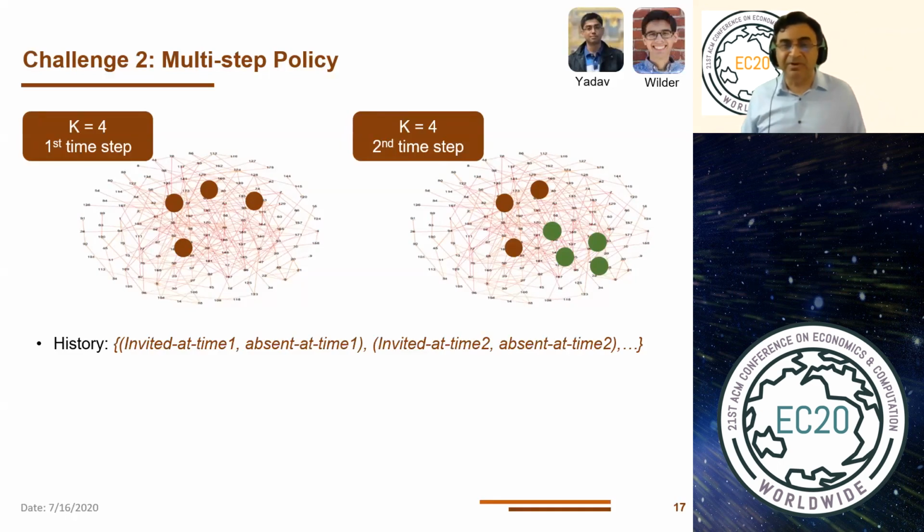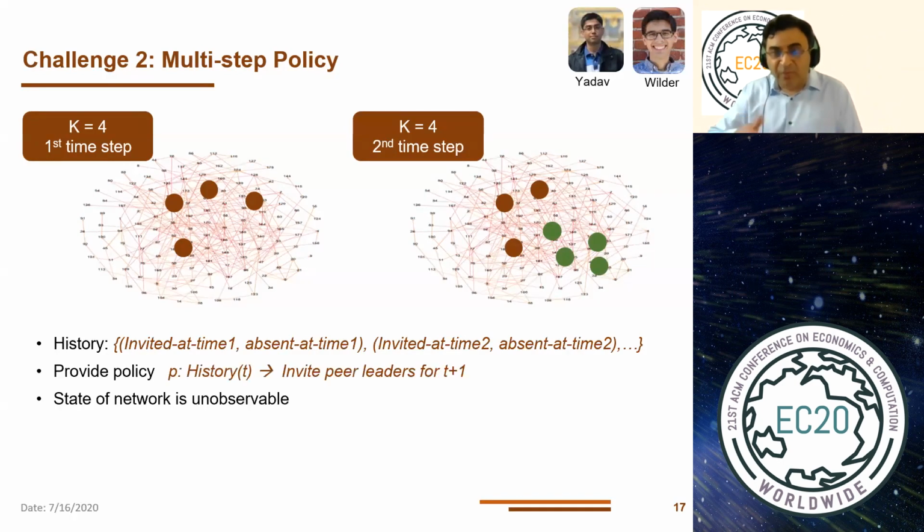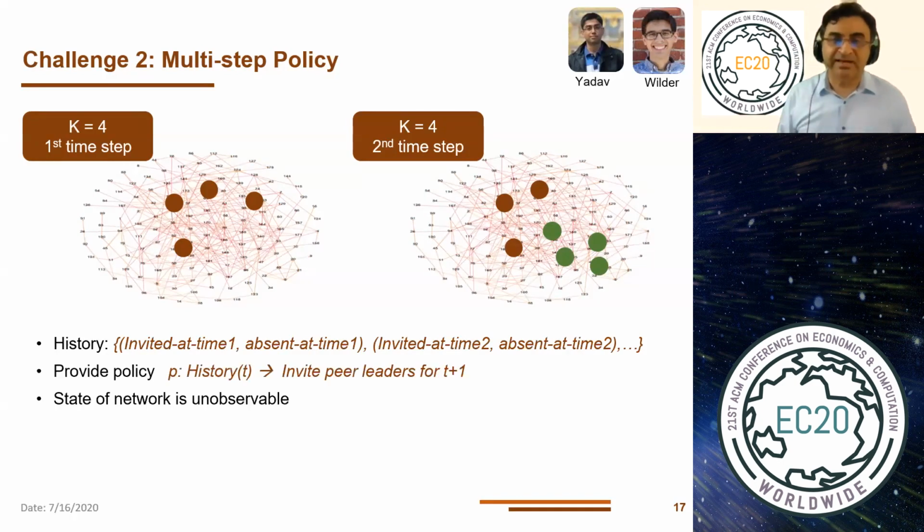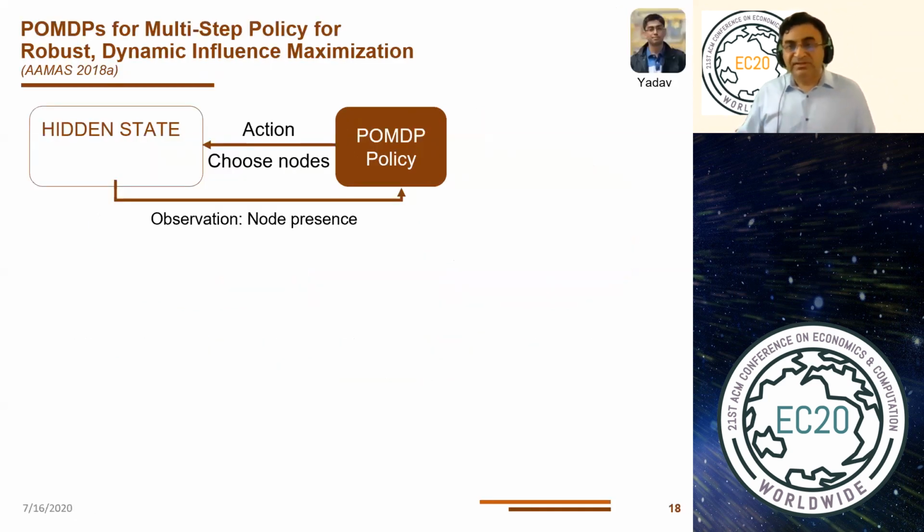So this is a problem of, given a history of who was invited as peer leaders and who was absent, figuring out a policy to decide who to invite in the next time step, where the state of the network is unobservable. Essentially, this problem is planning under uncertainty. We can solve this as a POMDP, where it is choosing nodes at every time step and getting observations on node presence. Solving these POMDPs is difficult.